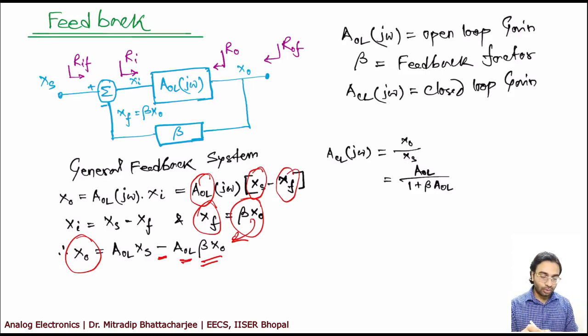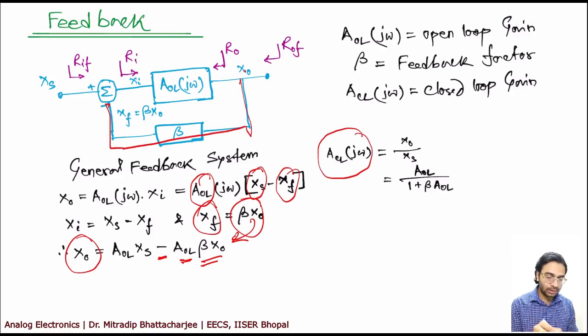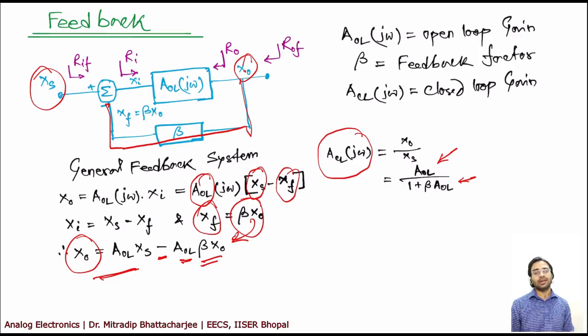And what closed loop gain will you get in this case? X0 by XS. Once you have closed this loop, your gain will be X0 by XS, which is essentially, putting the values from here, A0L divided by 1 plus beta A0L, or AOL, whatever you say. So you have a closed loop gain equal to this value.